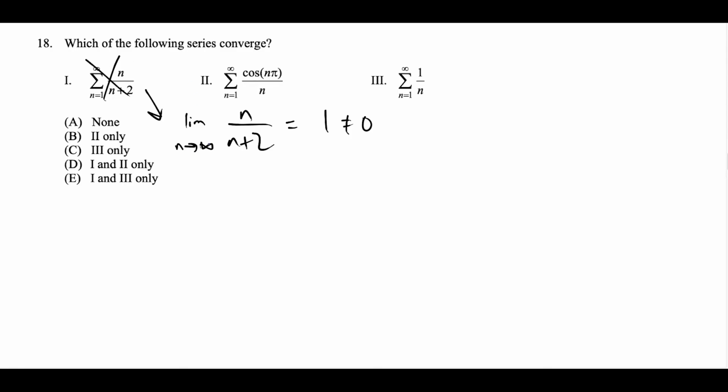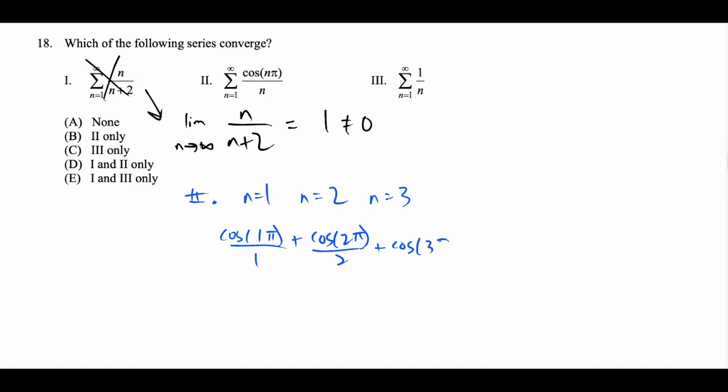So that one's out. And if we look at Roman numeral 2, this one is a good series to look at because we have to plug in a few values here to really see what's going on. So if I plug in n equals 1, n equals 2, n equals 3, and then add them, notice we have cosine of 1 pi over 1 plus cosine of 2 pi over 2 plus cosine of 3 pi over 3, and this just goes on and on. And if we make the substitutions here, cosine of 1 pi is negative 1, and then we have cosine of 2 pi is positive 1.